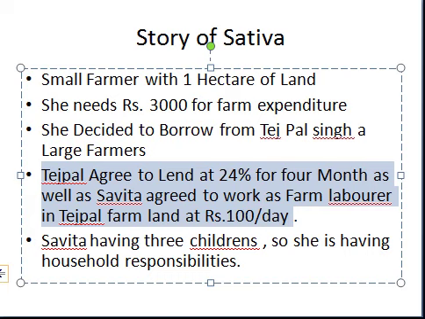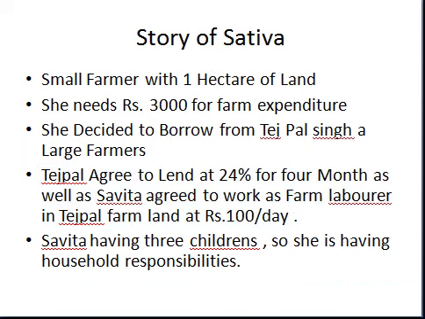It is quite a high rate of interest. But Savita also promised to work as a farm laborer on the farmland of Tejpal Singh at the rate of 100 rupees per day. So students, you are seeing the situation, how a small farmer is compelled to work at lower wage rates.